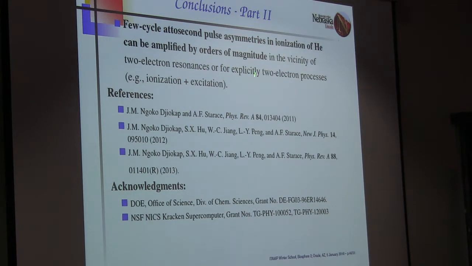So to conclude these results, few cycle attosecond pulse asymmetries in ionization of helium can be amplified by orders of magnitude in the vicinity of 2 electron resonances or for exclusively 2 electron processes, that is excitation. These are the key references.